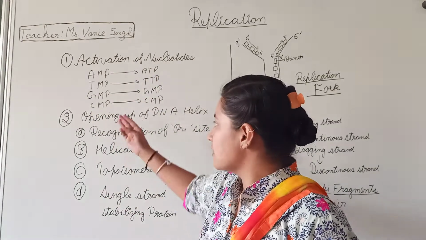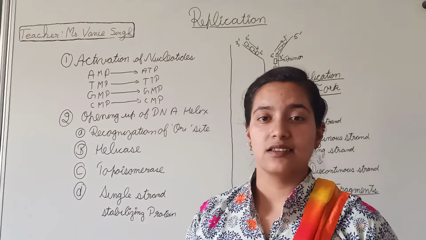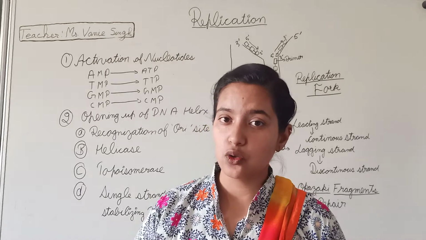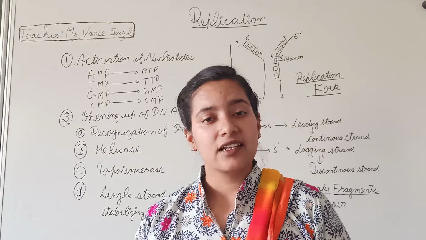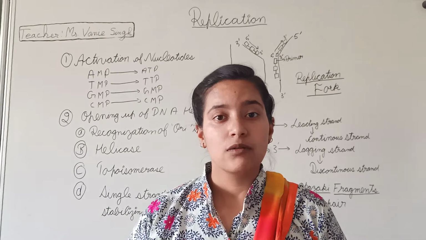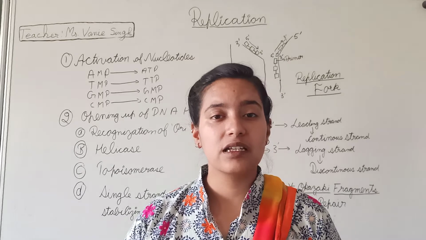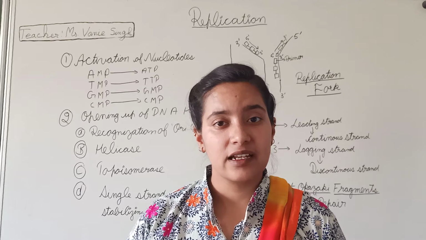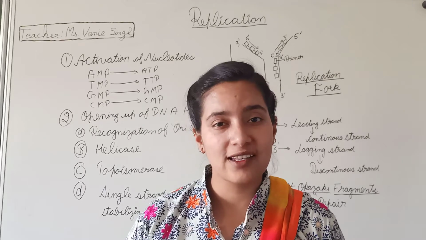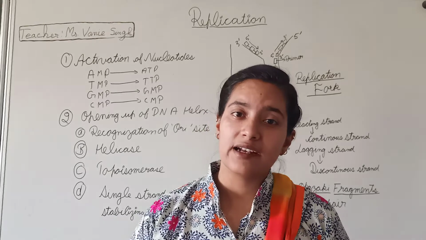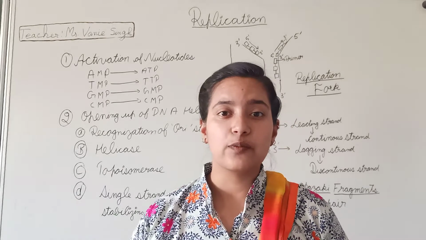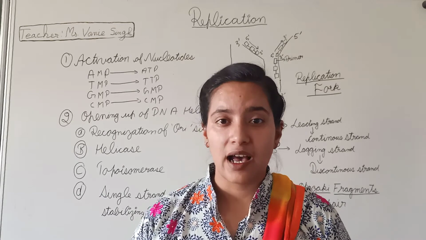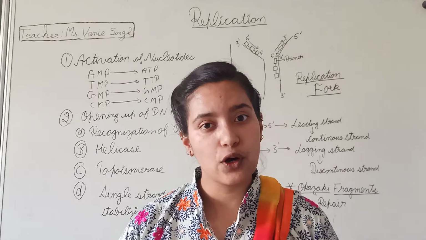So, the next step is the opening up of the DNA helix. As we know, the DNA is spirally coiled. To open the DNA helix, we need the enzyme helicase. Helicase simply opens the DNA helix. After opening of the DNA helix, one more enzyme is there, topoisomerase. When the two strands are separated, tension is created between them. To release the tension, the enzyme needed is topoisomerase.